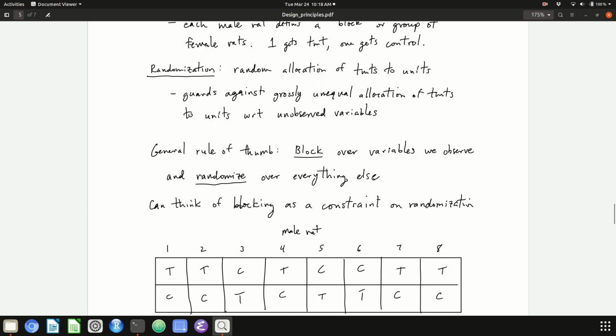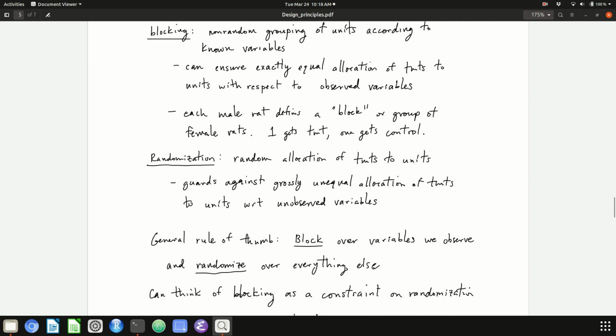Okay, and the general rule of thumb with respect to blocking and randomization is you block over variables that you get to observe and randomize over everything else that you can't observe. So we can think of blocking as a constraint on randomization. And we'll talk in a later lecture more specifically about different types of blocked designs.